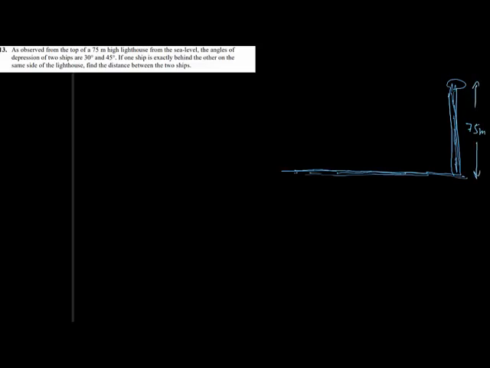It's telling you the angles of depression of two ships are 30 and 45. So there are two ships sailing. I'll just make it with another color. There's one ship and there's one more ship, right? So there are two ships sailing on the sea, and you're having angles of depression from the top of the 75-meter high lighthouse. From this point, the top of the lighthouse, there are angles of depression here and here. So there are 30 and 45.